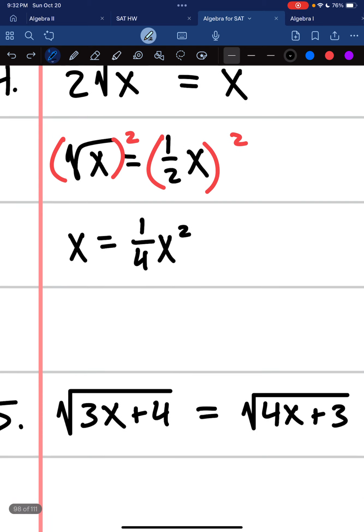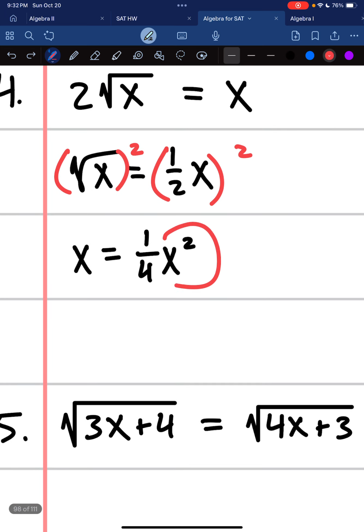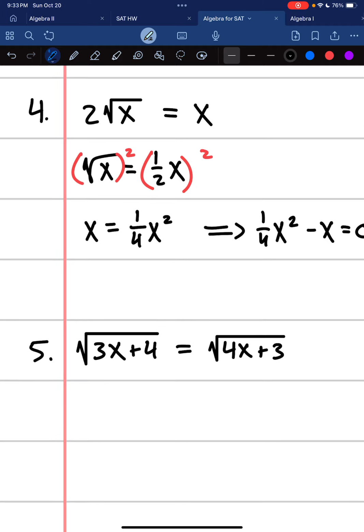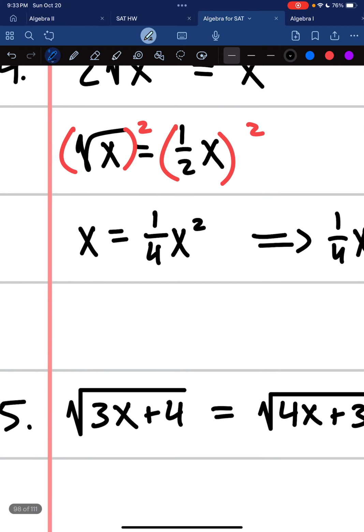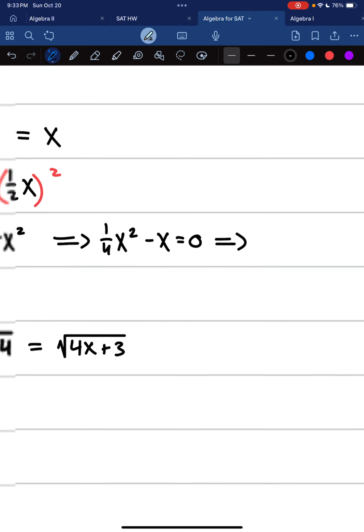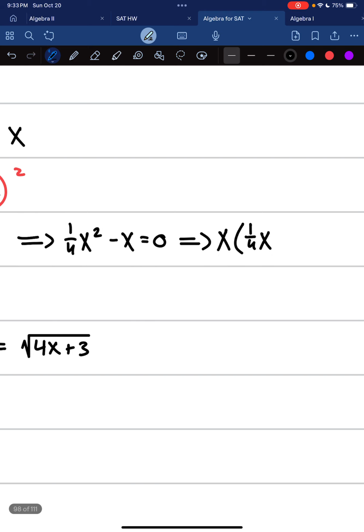Now what we're going to do is move everything to one side. Notice how this is a quadratic equation, right? We have an x squared term, we have an x term. So we're going to move everything to one side. I'm going to move this x to the right side, and I get 1/4 x squared minus x equals 0. That's what I get if I subtract x from both sides. Now I'm going to factor out an x from both terms. So I get x times 1/4 x minus 1 equals 0.